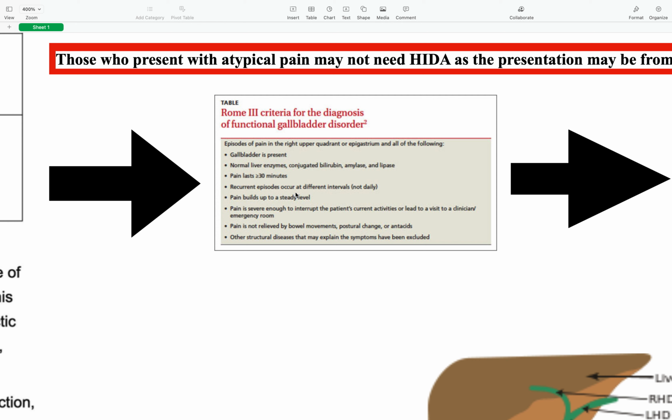Recurrent episodes occur at different intervals, not daily. This is important. Pain builds up to a steady level. Pain is severe enough to interrupt the patient's current activities, and pain is not relieved by bowel movements, postural change, or antacids. Other structural diseases that may explain the symptoms have been excluded. So that's a functional gallbladder disorder.